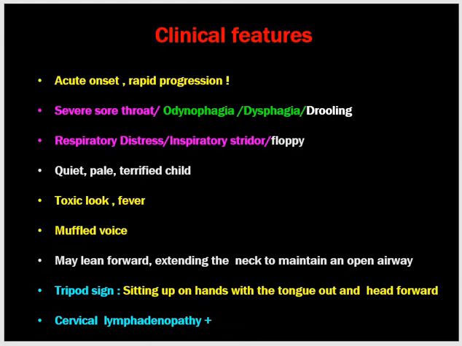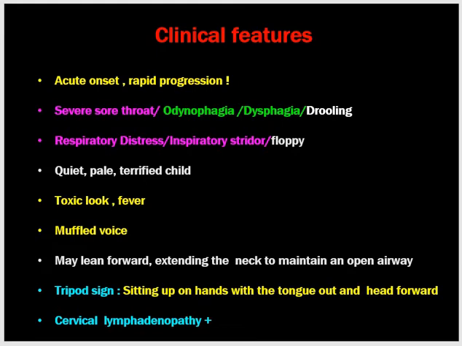The voice will be muffled because of supraglottic edema. The child may lean forward, extending the neck to maintain an open airway, because if the child leans forward, then the edema will be slightly less. As you know here, the edema will be more towards the entry aspect. Therefore, if the child leans, there will be some form of airway in the child.